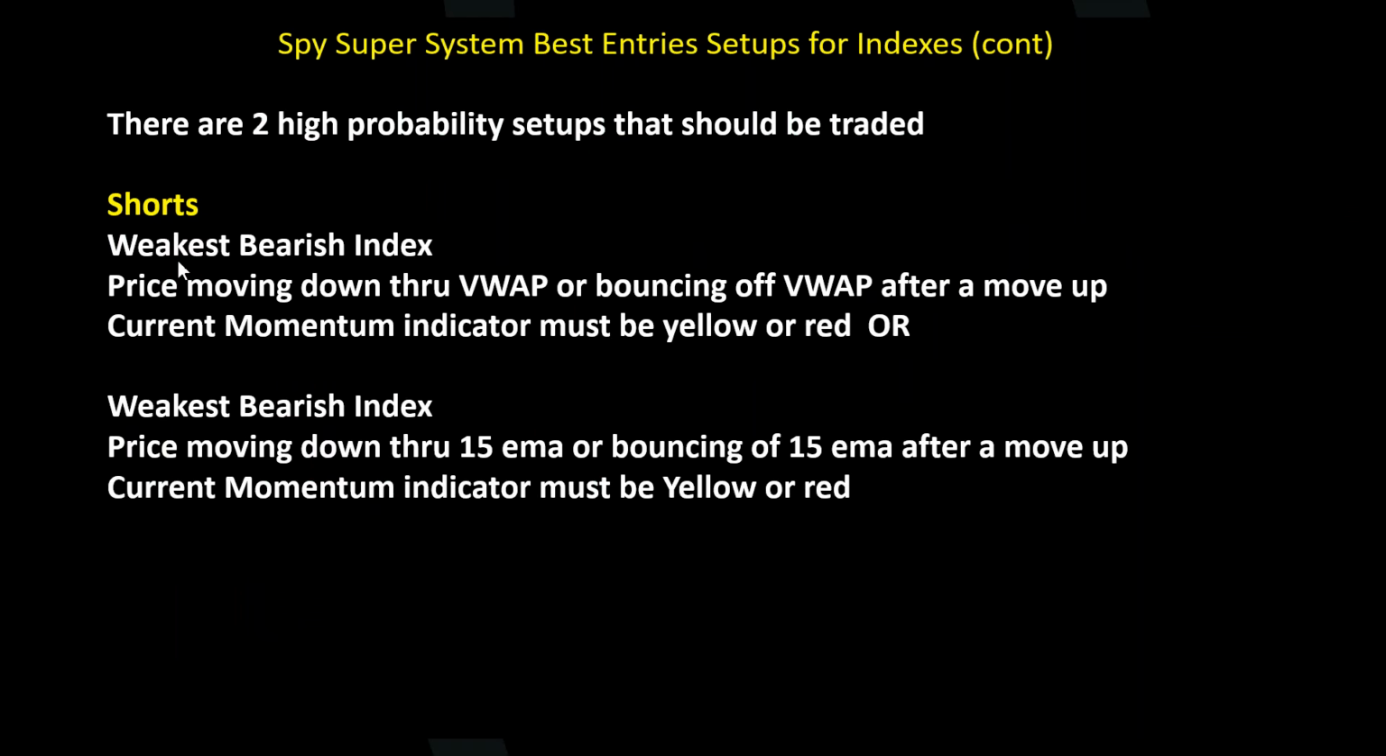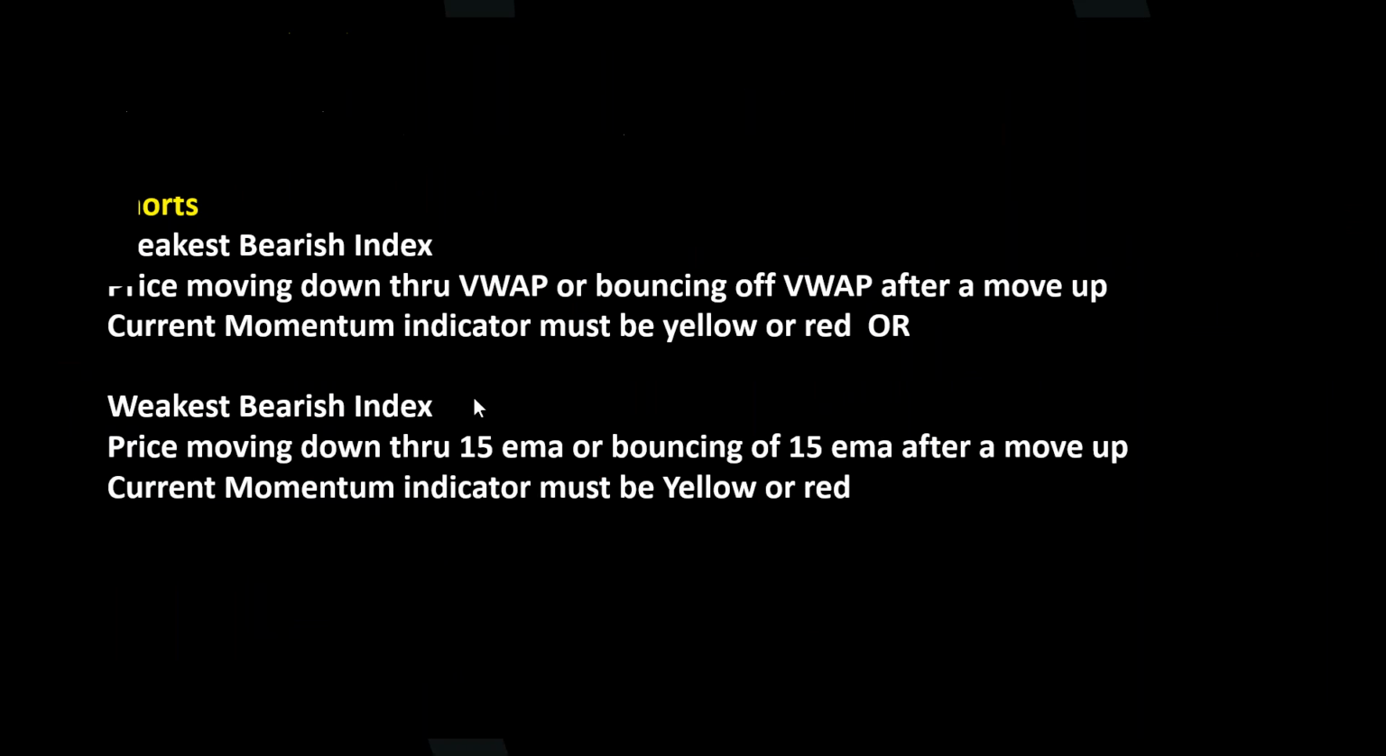Which one is down the most for the day? Price moving down through the VWAP or bouncing off the VWAP after a move up, and the current momentum indicator must be yellow or red. Or if it's gotten away from the VWAP, price moving down through the 15 EMA or bouncing off the 15 EMA after a move up, current momentum indicator must be yellow or red. Right, and I'm going to show a bunch of examples. It may sound complicated, but it's really not once you see these.